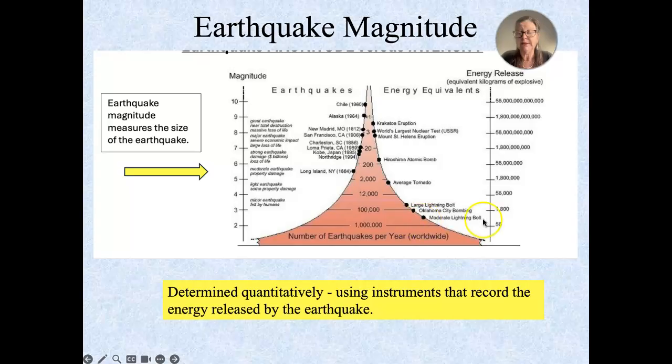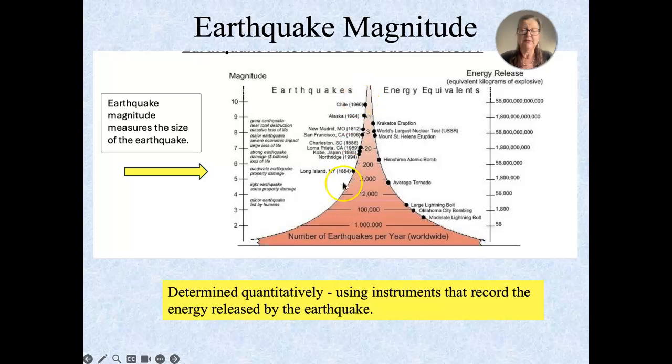A moderate lightning bolt is down here, the Oklahoma City bombing is here, the large lightning bolt is here, your average tornado releases this much energy, the Hiroshima atomic bomb is here, Mount St. Helens, the world's largest nuclear test, and the Krakatoa eruption. So those are all listed for comparison.